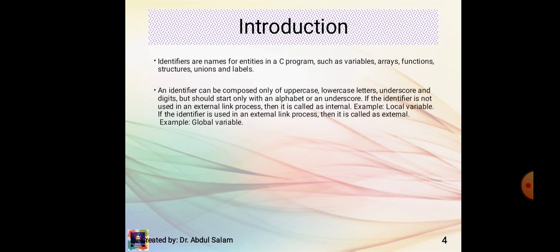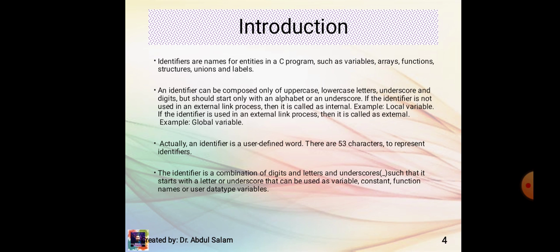First of all, introduction. Identifiers are names for entities in a C program such as variables, arrays, functions, structures, unions, and labels. An identifier can be composed only of uppercase, lowercase letters, underscore, and digits, but should start only with an alphabet or an underscore. If the identifier is not used in an external link process, then it is called an internal, for example, local variable. If an identifier is used in an external link process, then it is called an external, for example, global variable.